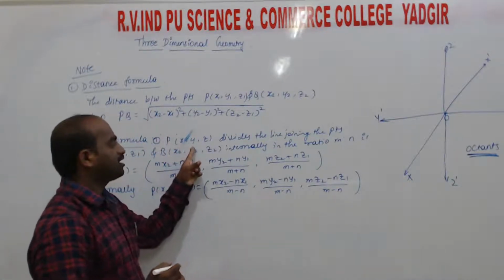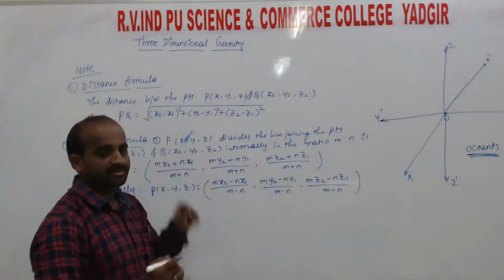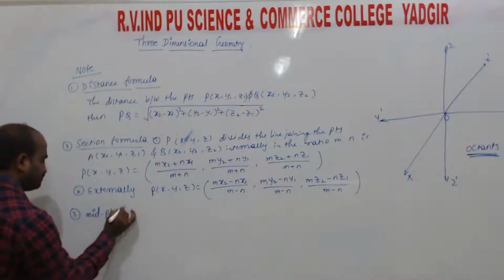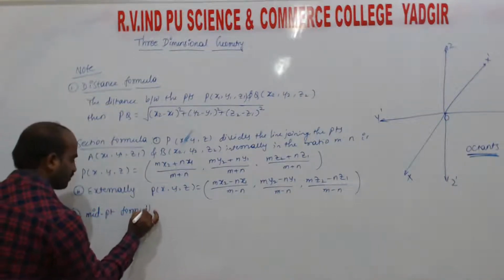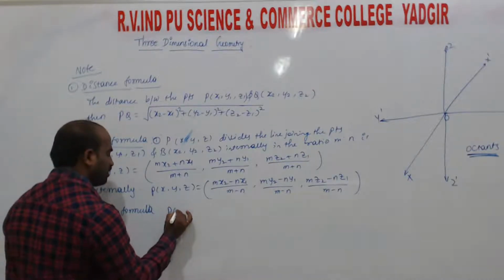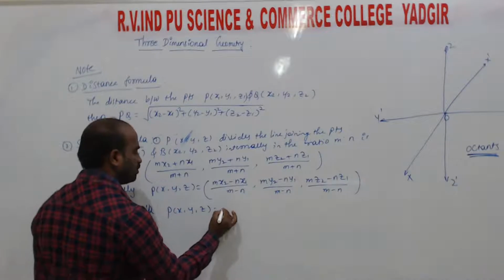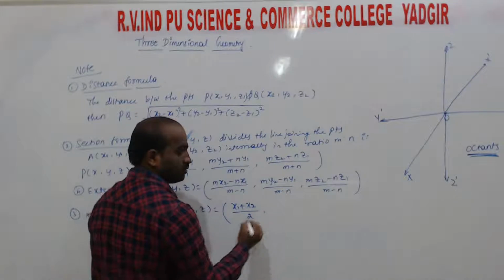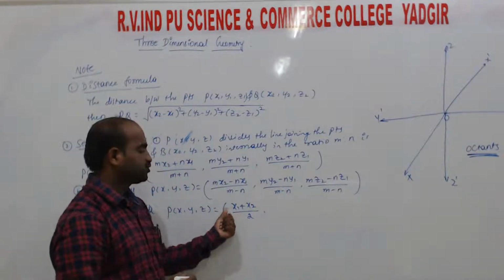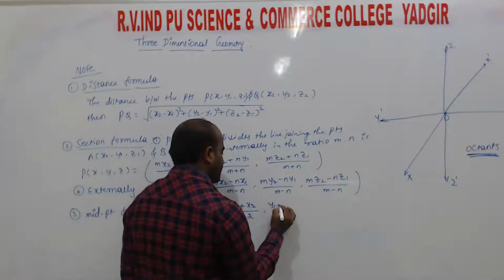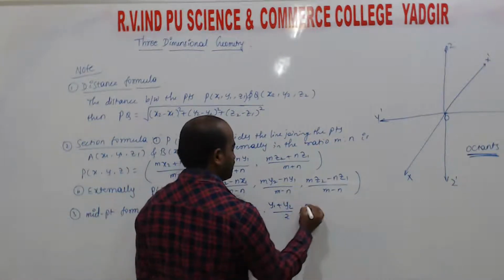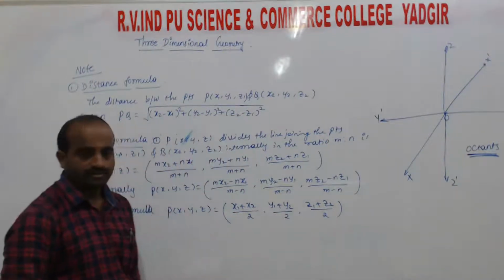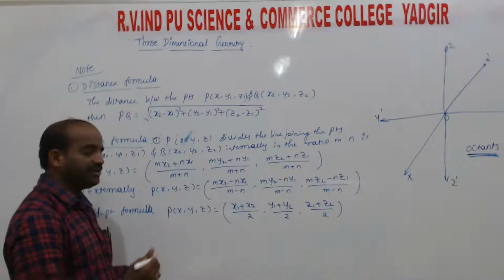Third one, let P be the midpoint of the line joining the points A and B. This is the midpoint formula. P(x, y, z) equals (x1 plus x2) divided by 2, (y1 plus y2) divided by 2, (z1 plus z2) divided by 2. This is the midpoint of the line joining the points A and B.